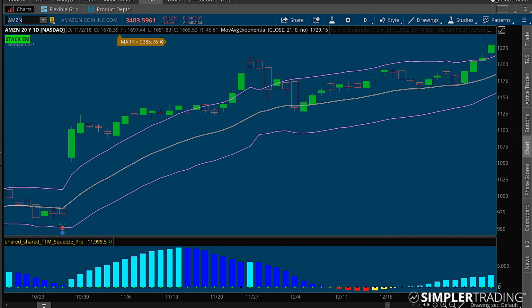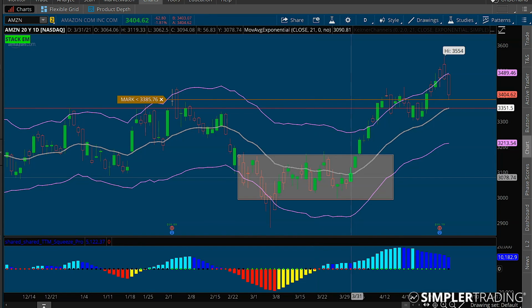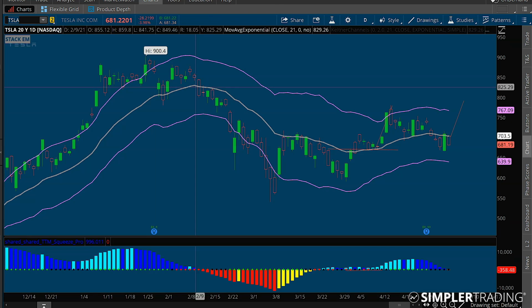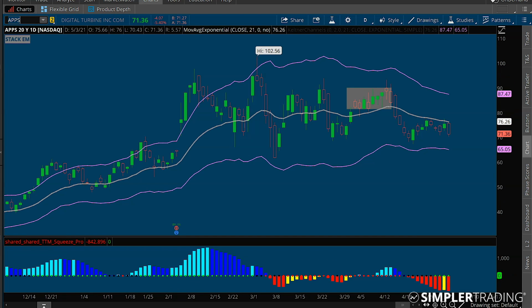We were doing some Amazon. Same thing, daily squeeze. Mind you, the whole market was squeezing here, but we're getting long at the 21, positive histogram. We're taking profits at the extension. We did the same thing on Tesla. Getting long at the 21, taking profits at extension. And believe me, there's going to be losing trades even with the squeeze.